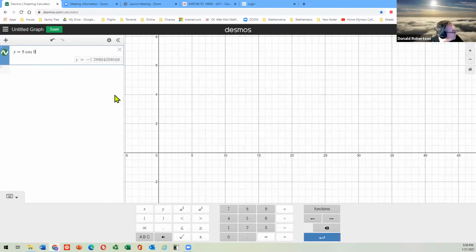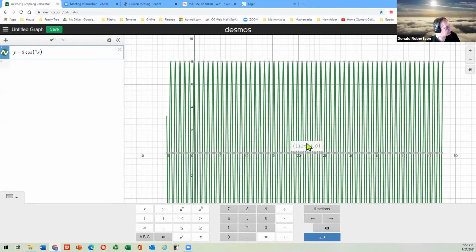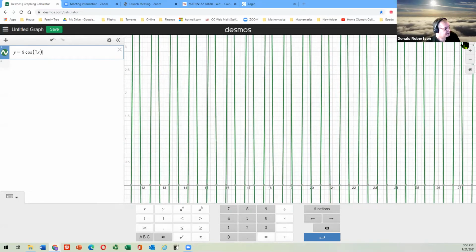I have no idea what I just did there. I don't have an awful lot of room on my table, doesn't help. Right. Ooh. Well, we'll fix that in a minute.